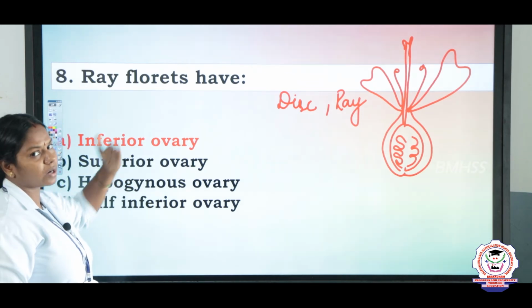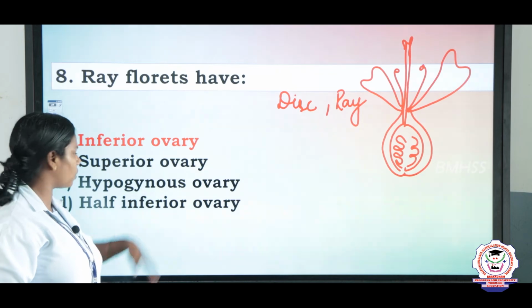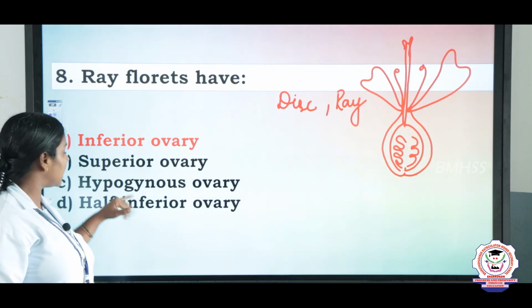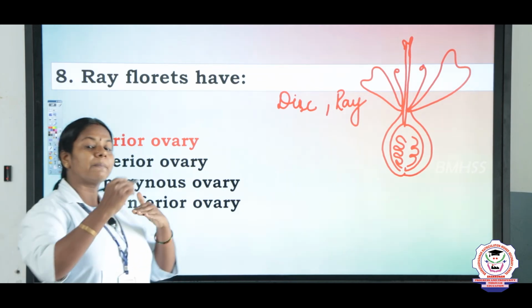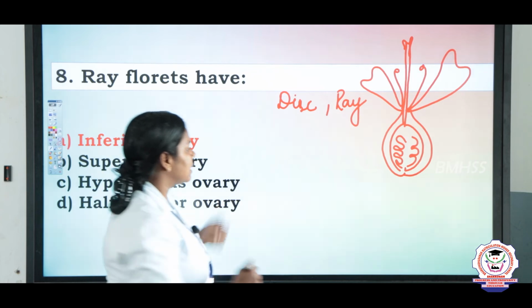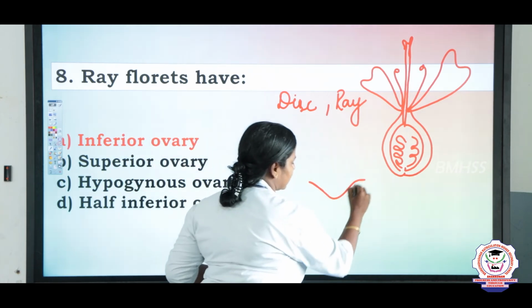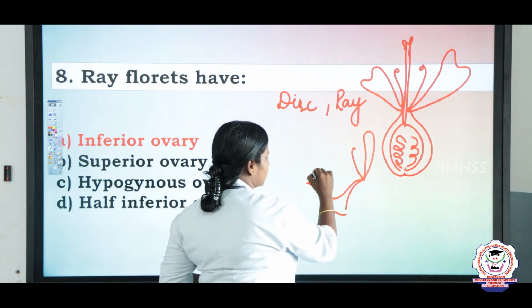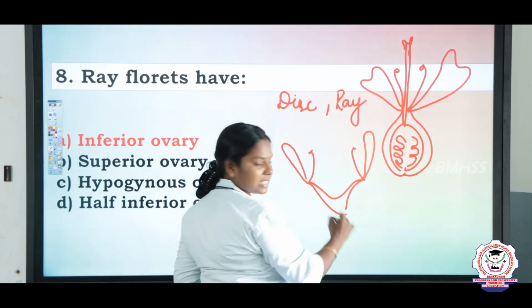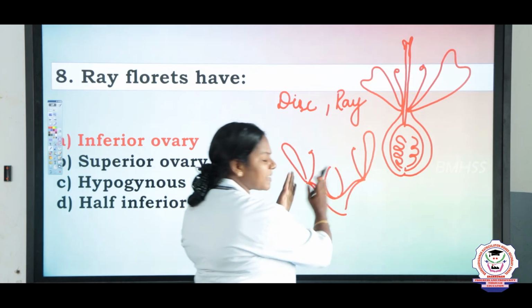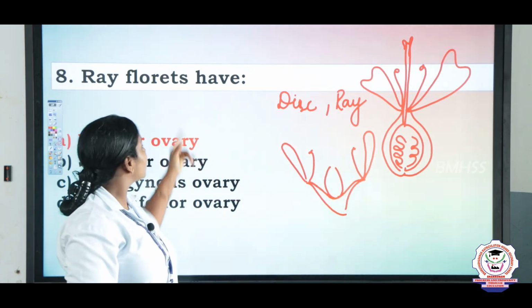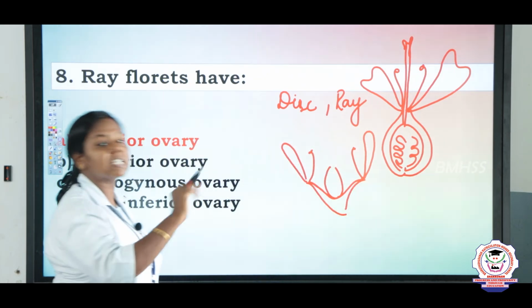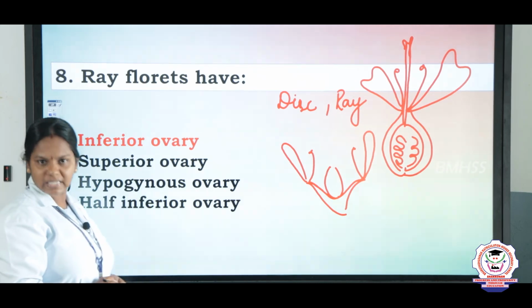Superior ovary, the floral parts are found below the superior ovary. Hypogynous ovary and half inferior ovary, we can see here. Hypogynous means it is present in the rim of the thalamus. In the rim of the thalamus, the floral parts, stamens and the corolla arise, and here the gynoecium is present. So, they are present at the same level, that is hypogynous. So, the correct answer: the ray florets have inferior ovary. Ray floret is an epigynous flower, so inferior ovary is the answer.